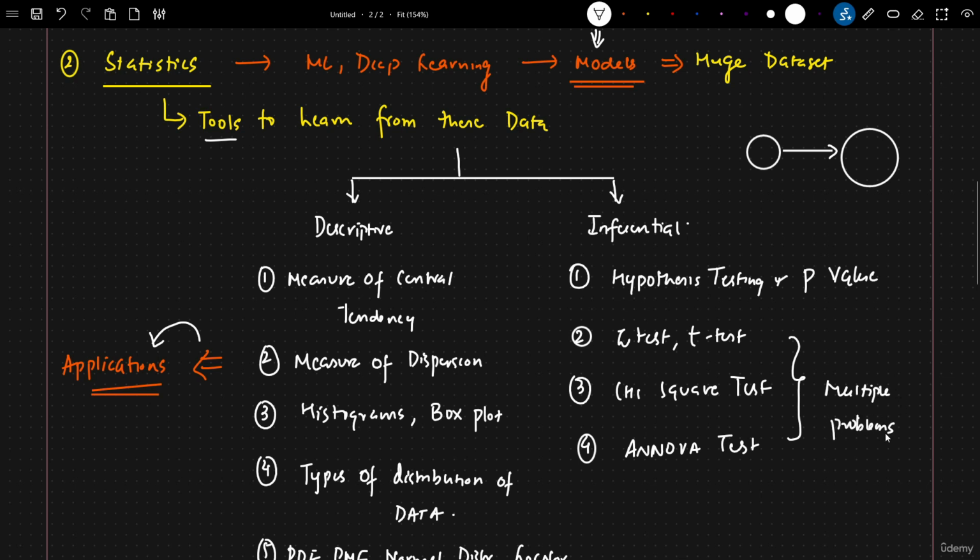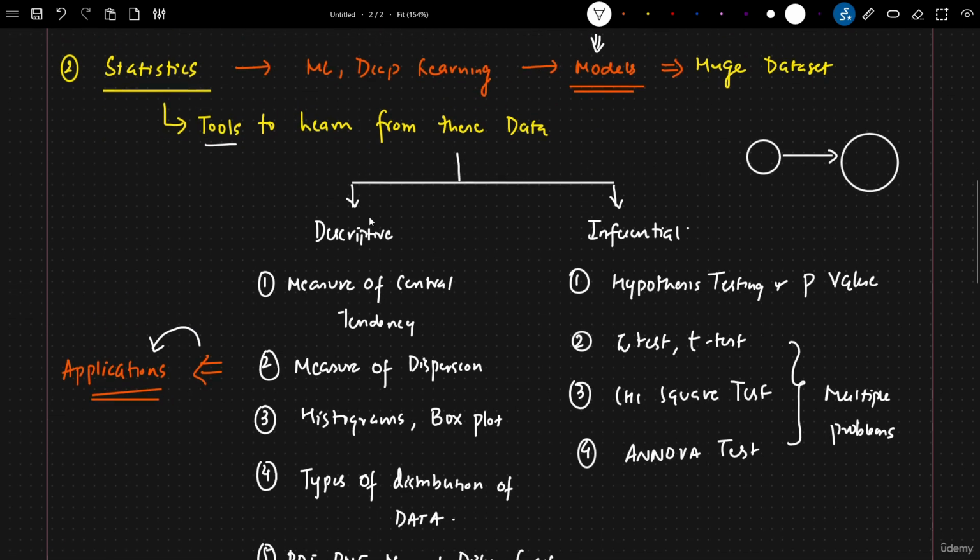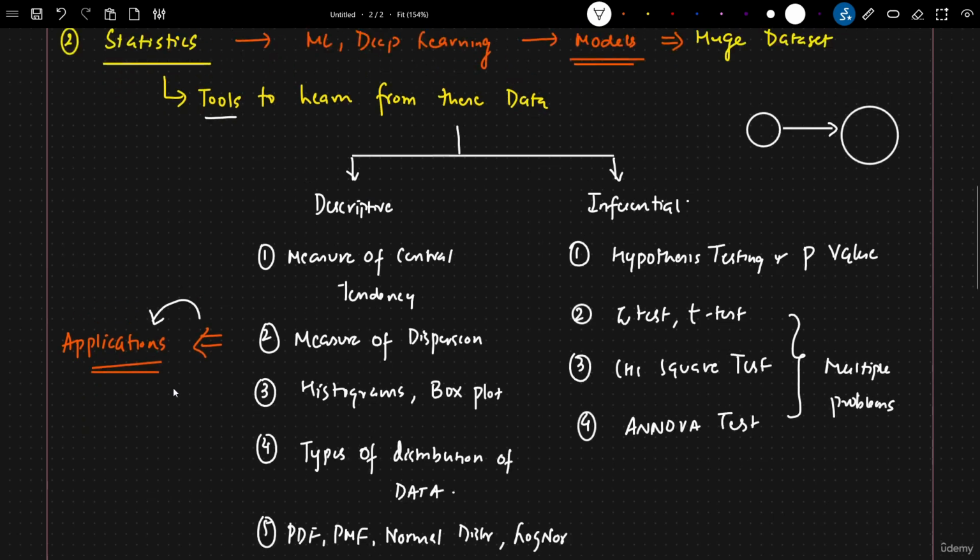Along with this, I will also give you some of the amazing assignments which you can do along with this, right? So all these things we will be covering in statistics. Again, the main aim will be to understand the applications of this.